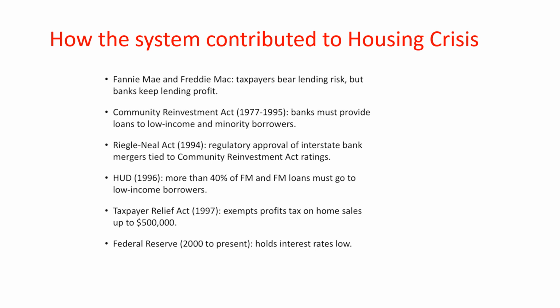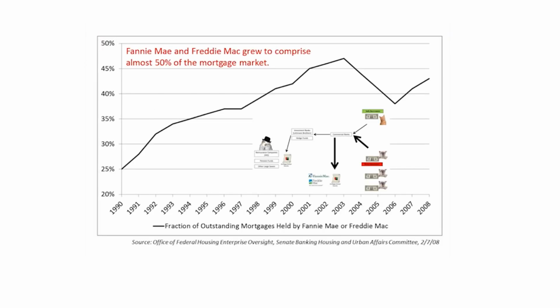Well, the interesting aspect of these 2 institutions is that in many ways taxpayers bore the risk of the loans held by Fannie Mae and Freddie Mac. At the same time, the banks kept the profits of these transactions. The remainder of this slide is simply a list of government programs which contributed in some way to government institutions, Fannie Mae and Freddie Mac, playing a much larger role in the mortgage industry than prior to the crisis.